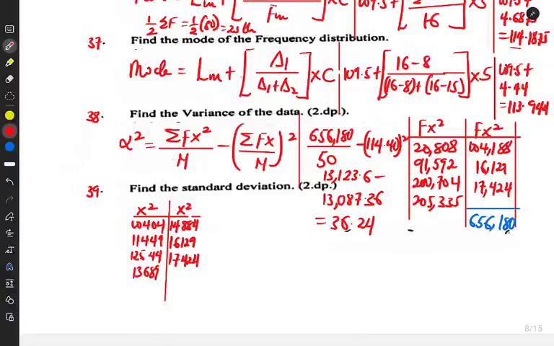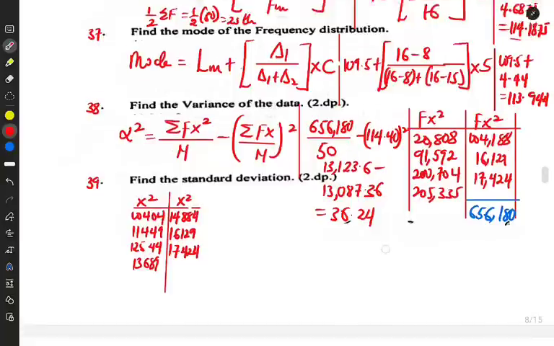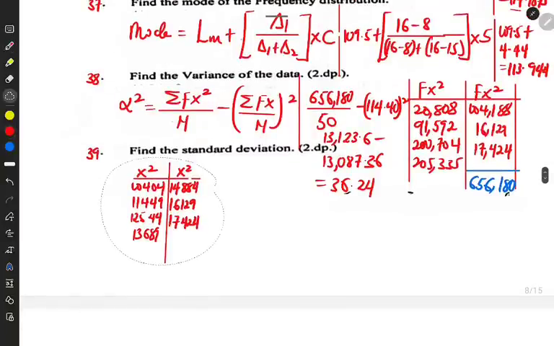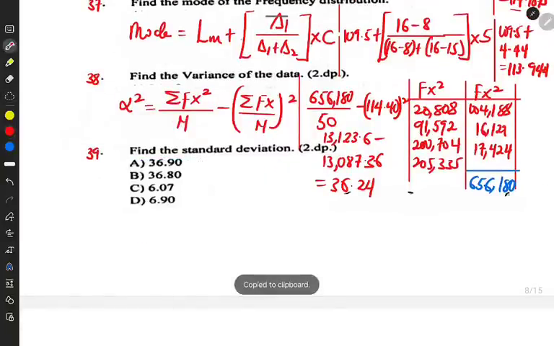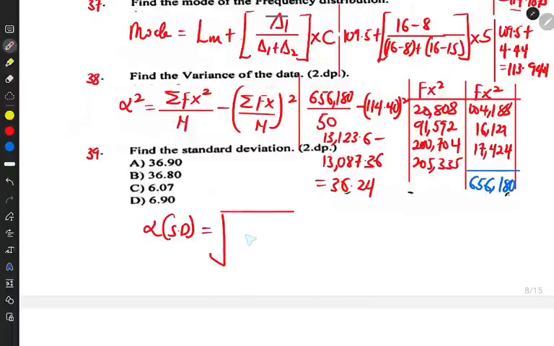So once we have that, the next one we are asked to calculate is our standard deviation. Standard deviation is going to be the positive square root of the variance. So standard deviation should be equal to the square root of the variance, the s squared that we have. We had 36.24. So we just have the square root of 36.24. And what do we get? 6.02 as our standard deviation. So let's take note of that.